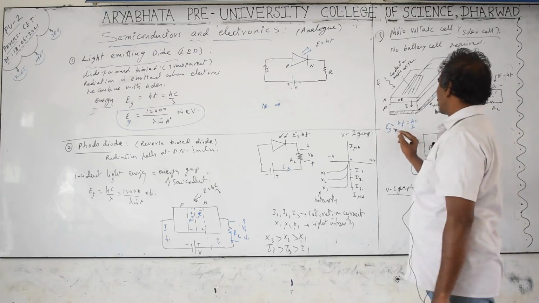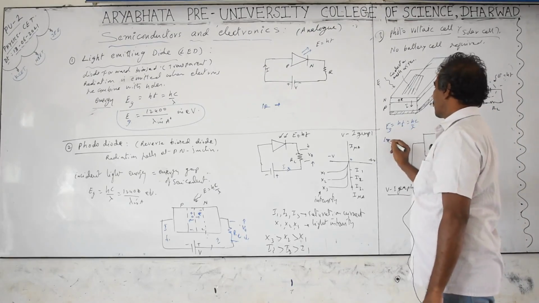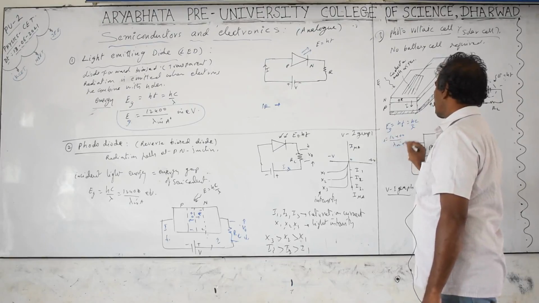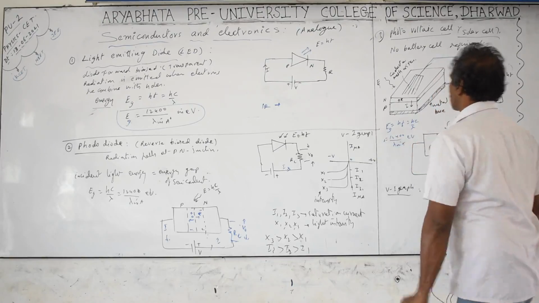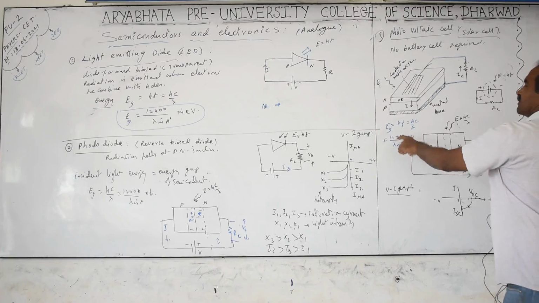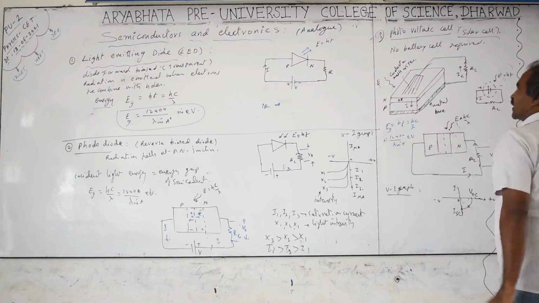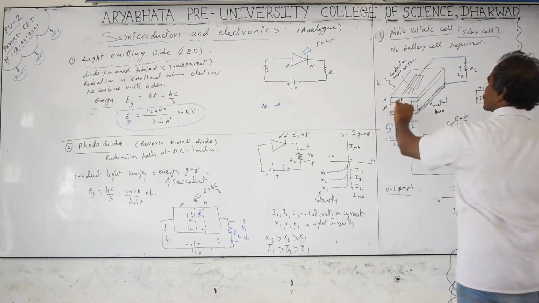This energy is also equal to 12400 by lambda, with lambda in angstroms and energy in electron volts. It is actually 138 something 00, but we can take approximately 12400. This is the energy required for the photons to break the bonds here.